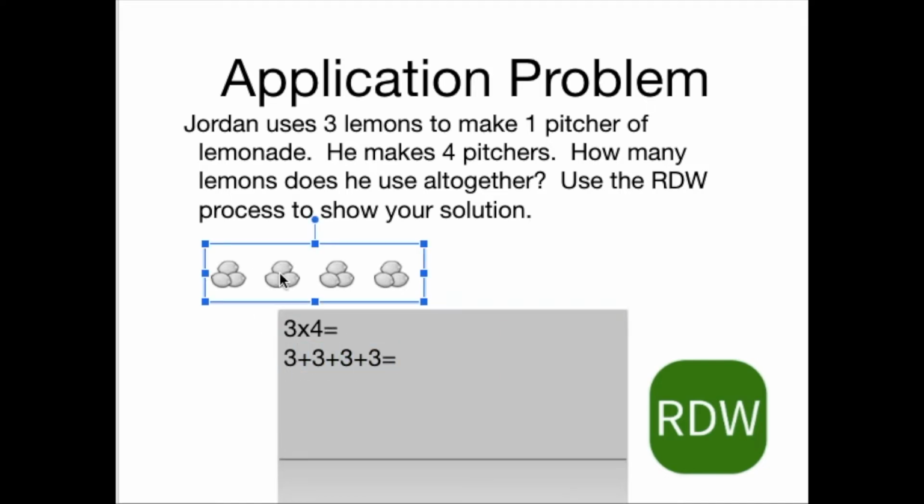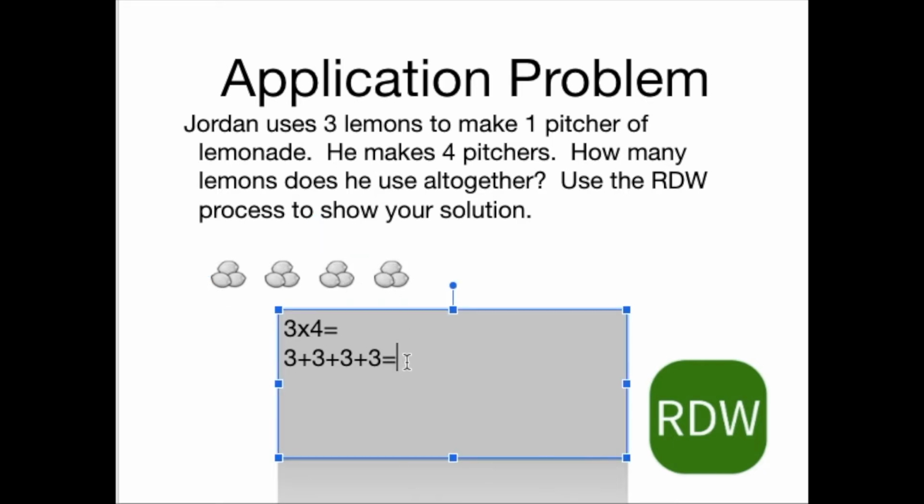3, 6, 9, 12. 3 plus 3 plus 3 plus 3 equals 12. Now let's solve our multiplication equation. 3 times 4, once again, in order to get to our answer, I could skip count. 3, 6, 9, 12. 3 times 4 also gives us 12. We are showing our answer in 2 different ways, and we now know that Jordan used 12 lemons to make all 4 pitchers.